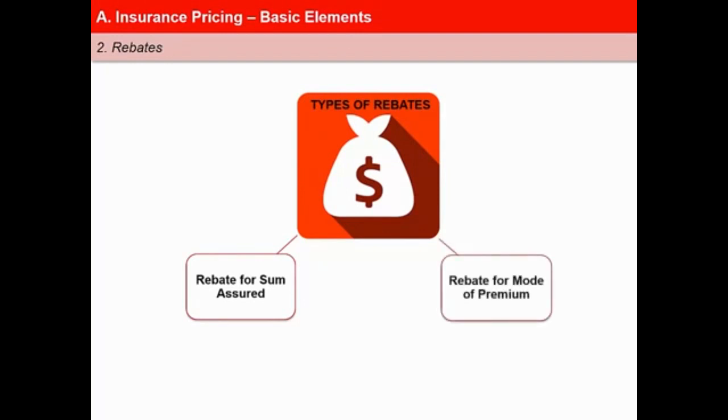And second is rebate for mode of premium. Here premiums can be paid annually, half-yearly, quarterly or monthly. The more frequent the mode, the more is the cost of service. Insurers encourage half-yearly or annual premium payments by giving some rebate, as they enable a saving in administrative costs as compared to quarterly or monthly modes.